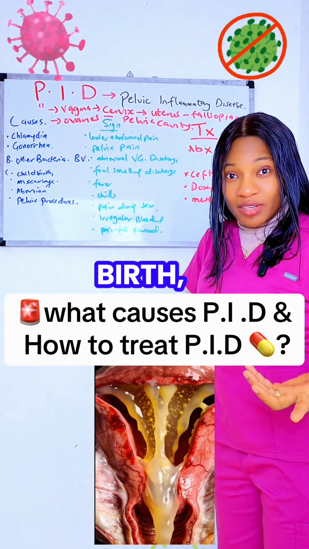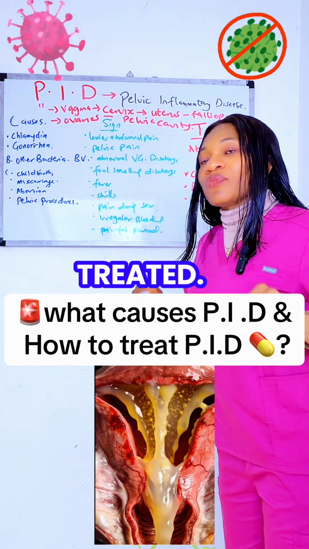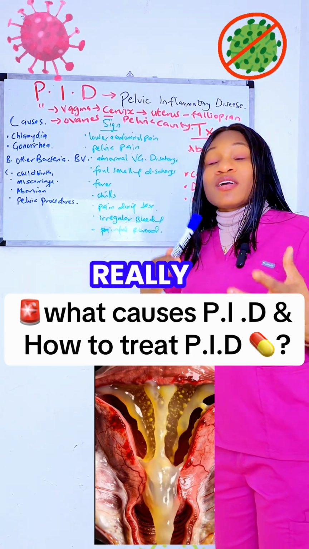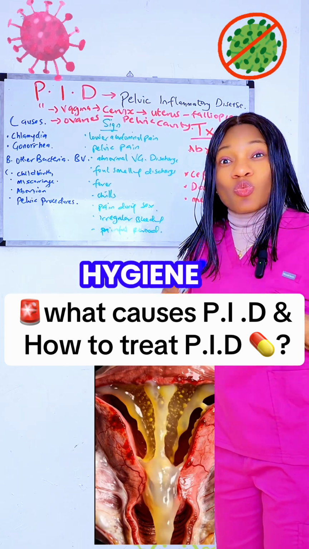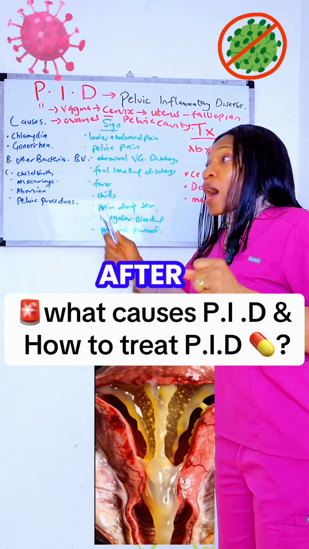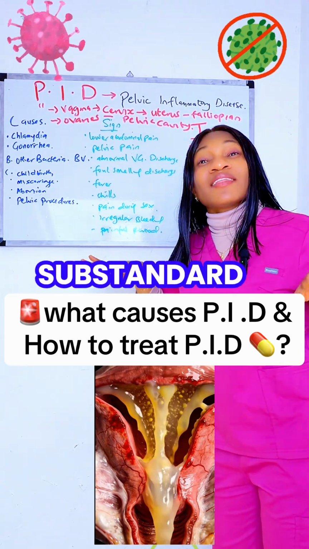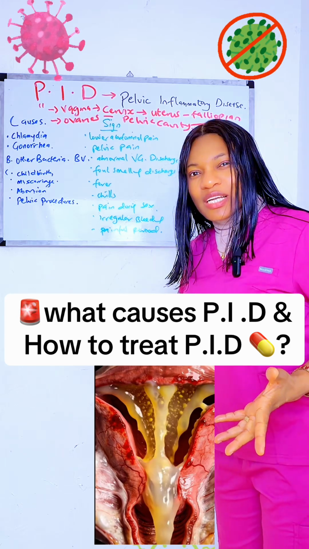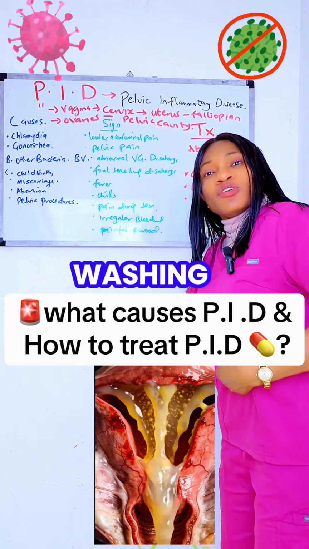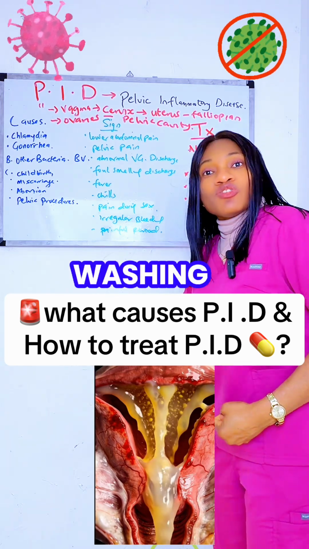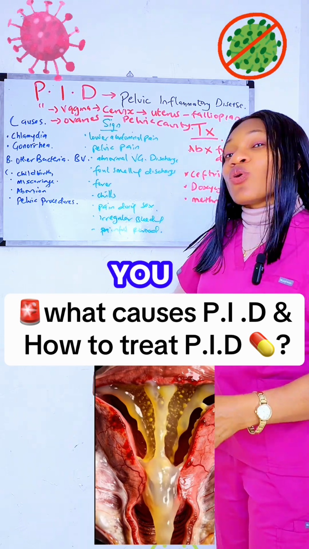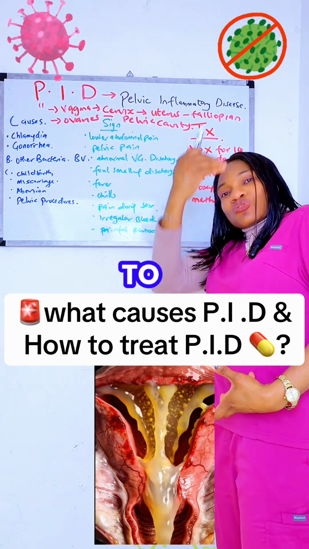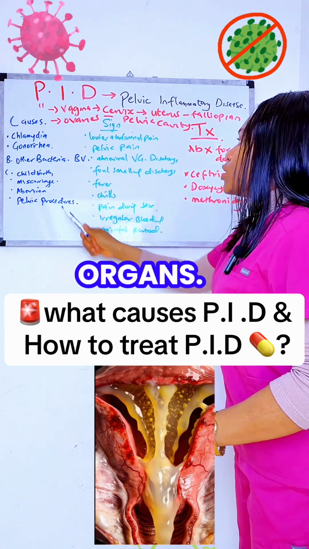If after childbirth you have some infection that's not treated, you can also have PID. After miscarriages, if you don't treat yourself well and observe personal hygiene, you can also have PID. After abortion, if it is done in a substandard way, you can also end up with PID. After pelvic procedures, and even if you keep washing your vagina all the time, douching, you can also have PID, because you end up pushing microorganisms inside to ascend to your reproductive organs. So these are the causes.